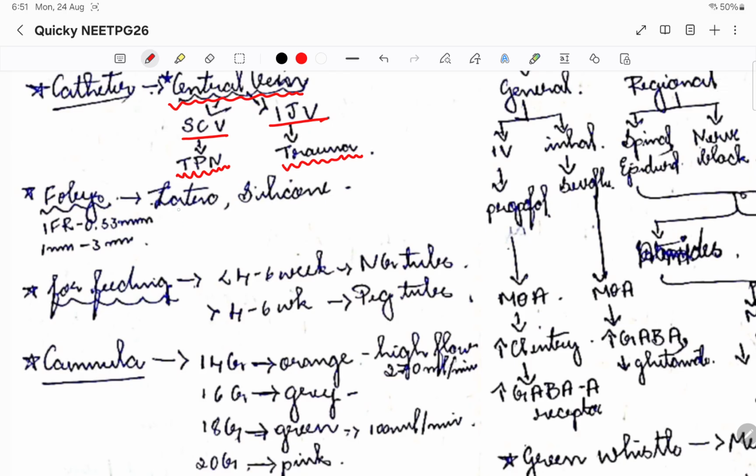Okay, then coming to Foley's catheter. There are two types of Foley's catheter that you would have known in your internship. One is latex Foley's and another one is silicone Foley's. Silicone we use for long-term patients, whereas latex for short-term management.